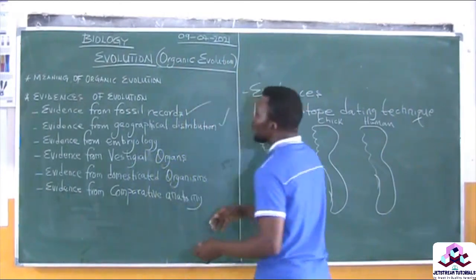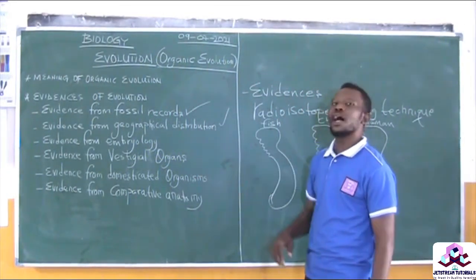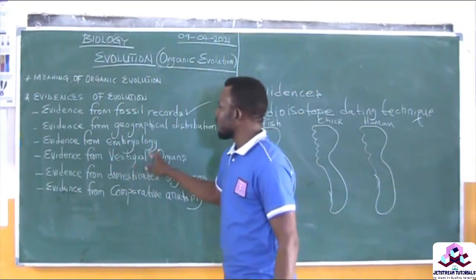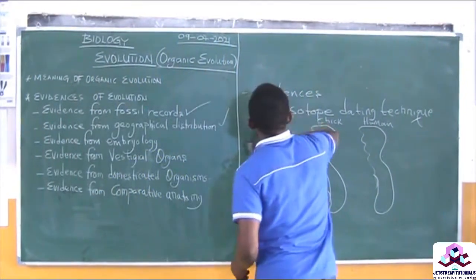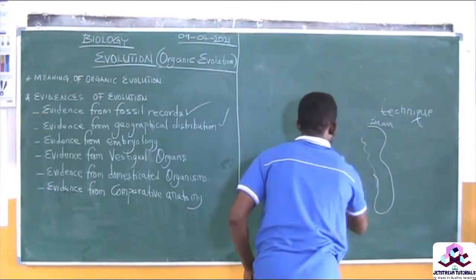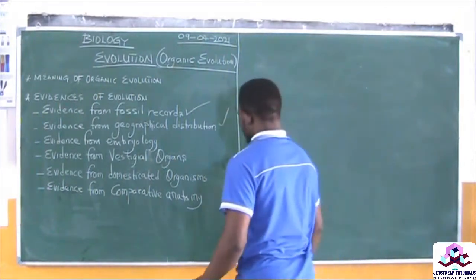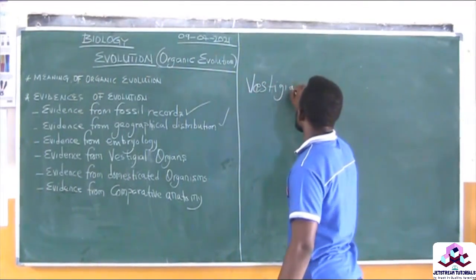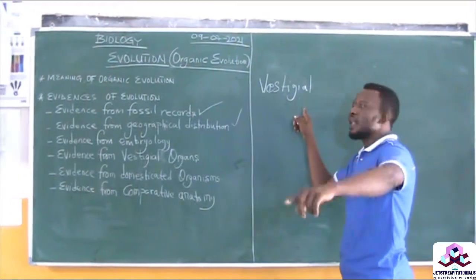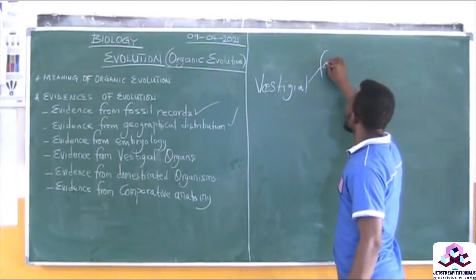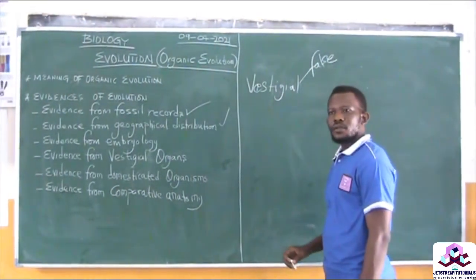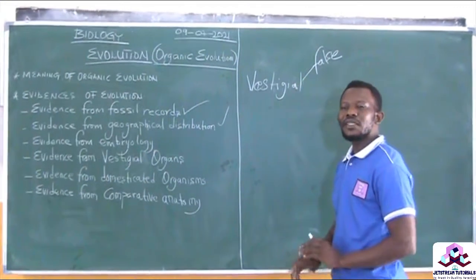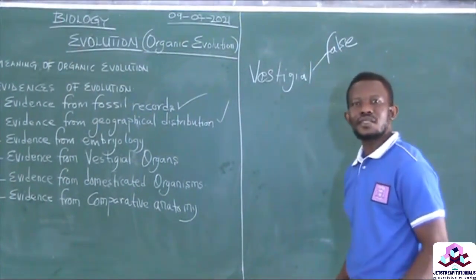Then we are going to go into the next one, which is evidence from vestigial organs. I am going to tell us the meaning of the word vestigial. Vestigial simply means false. Something that is not true. Something that doesn't exist, or something that did not come into existence.